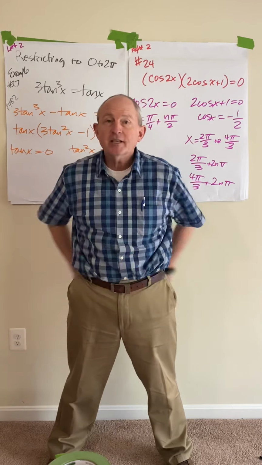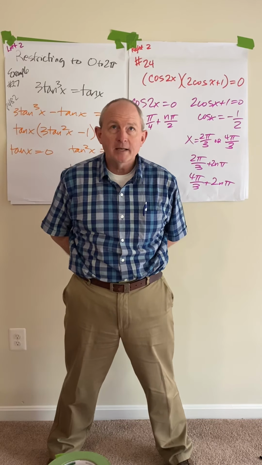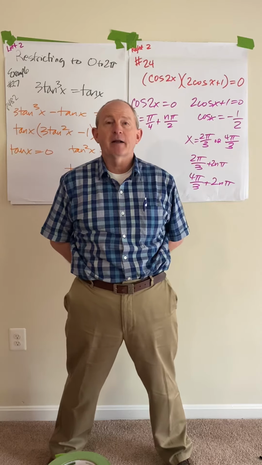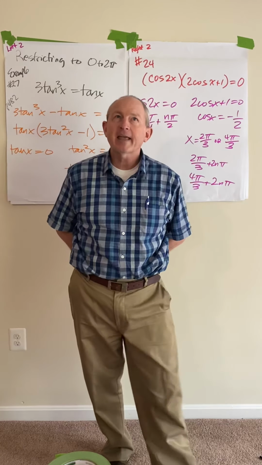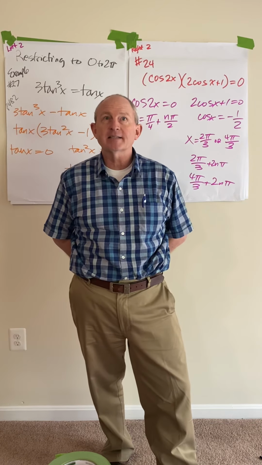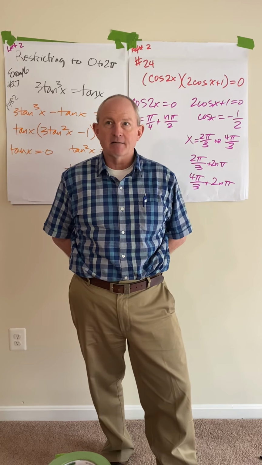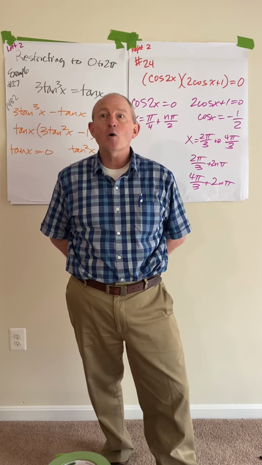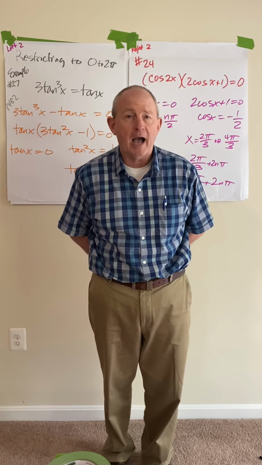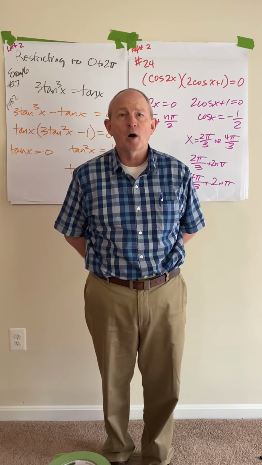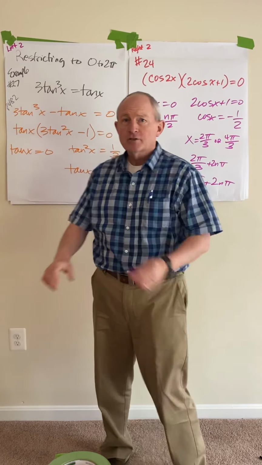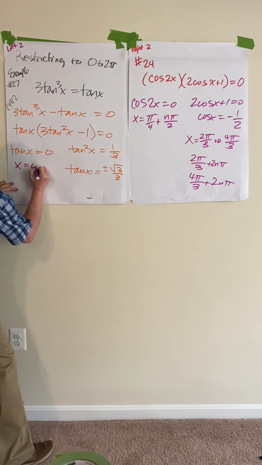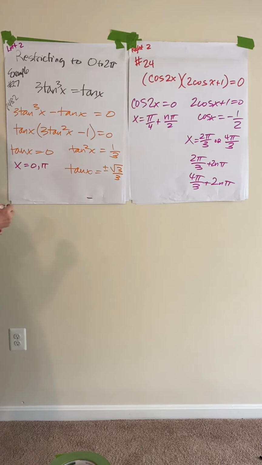Remember, tangent is 0 when the sine is 0, because tangent is defined as sine divided by cosine. So when is tangent equal to 0? It's when sine is 0, and sine is 0 at 0 and pi, when we're on the x-axis. So I have two solutions on this one: x would equal 0, or x would equal pi.